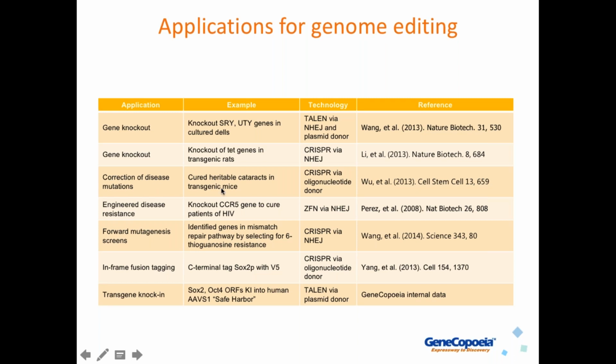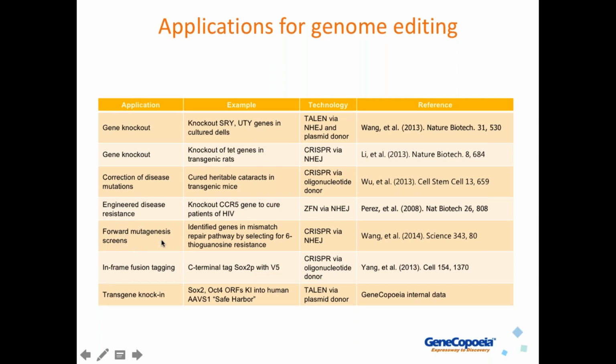There's also correction of disease mutations, such as what was originally done when a group cured a heritable cataract disease mutation in mice. There's engineered disease resistance. This was using zinc finger technology, but this can be done with genome editing. And the classic example is researchers knocking out the CCR5 gene, which can potentially cure patients of HIV infection.